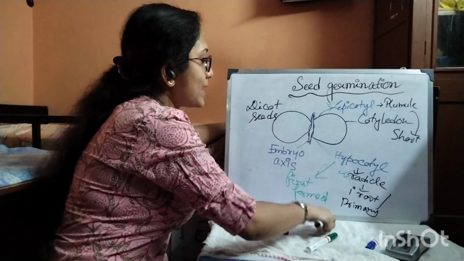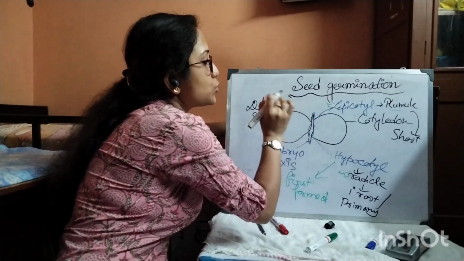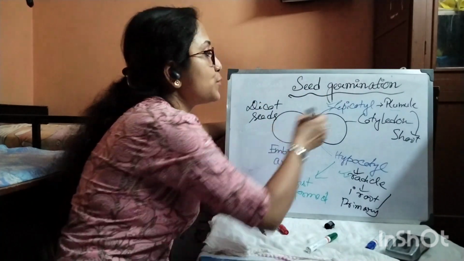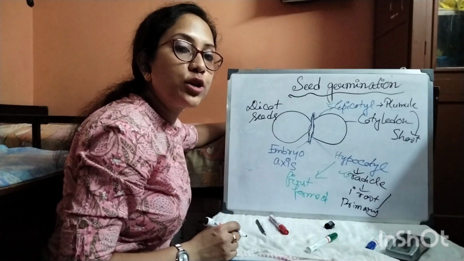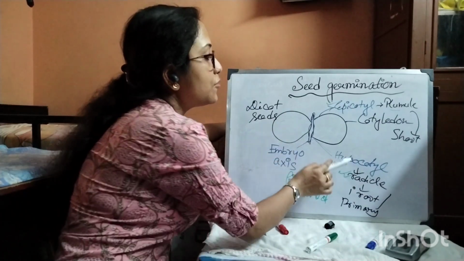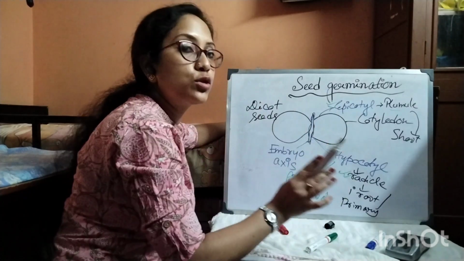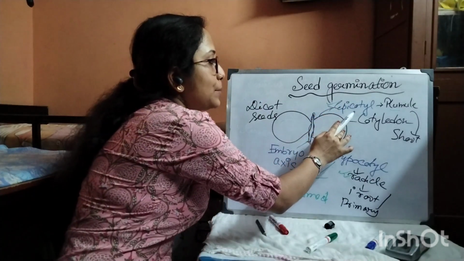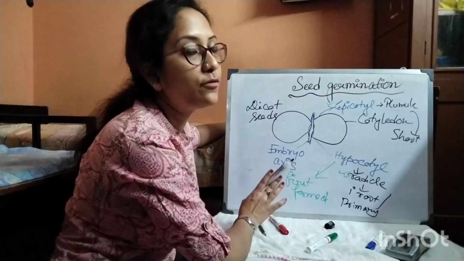This is the embryo axis. The portion of the embryo axis to which the cotyledon is attached at the upper portion will be termed as epicotyl, and the lower portion will be termed as hypocotyl. From the hypocotyl, radicle will be formed, and from the radicle, primary root will be formed. From the epicotyl, plumule will be formed, and from the plumule, shoot will be formed.